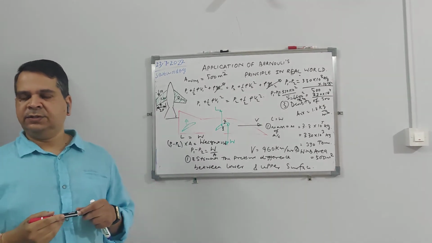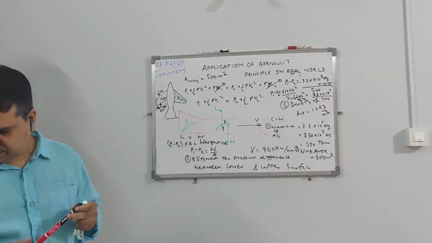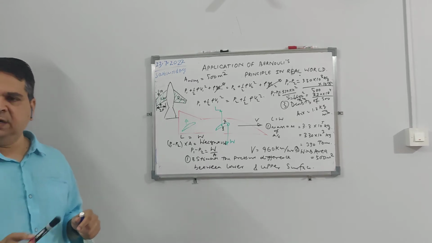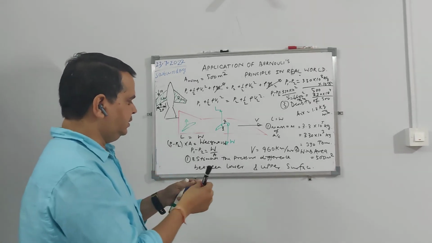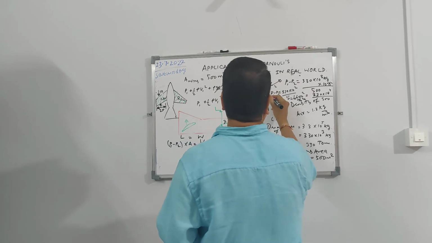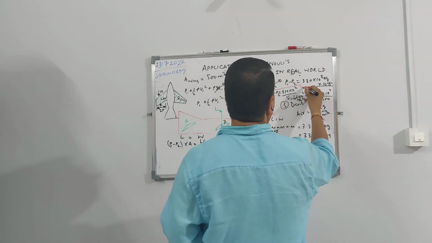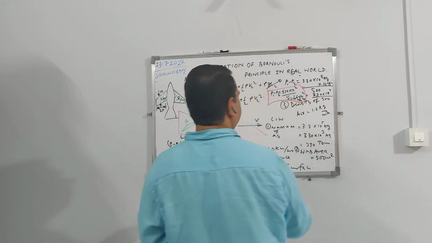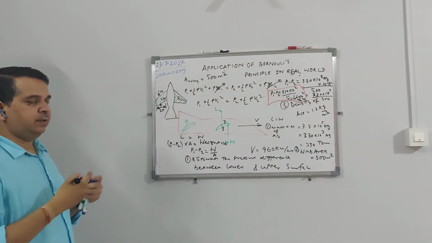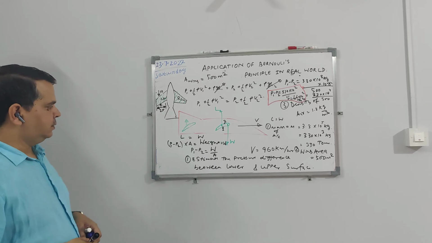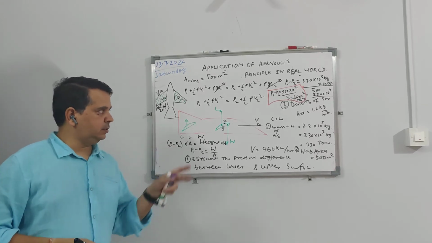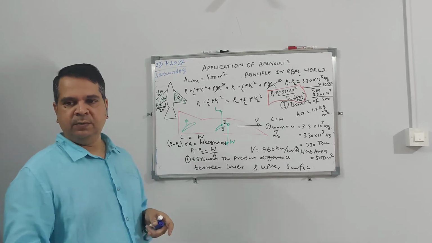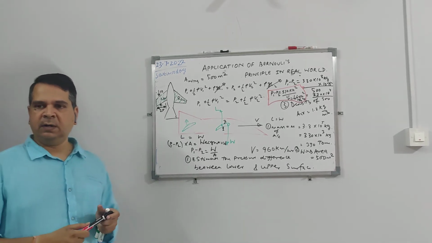So 6600. Yeah, this is 6600 Newton per meter square. This is the answer. That's the pressure difference. So that's one part of the question. You take a picture, then we will move to the second part of the question.